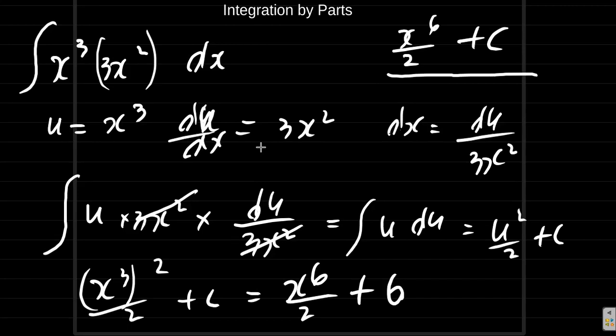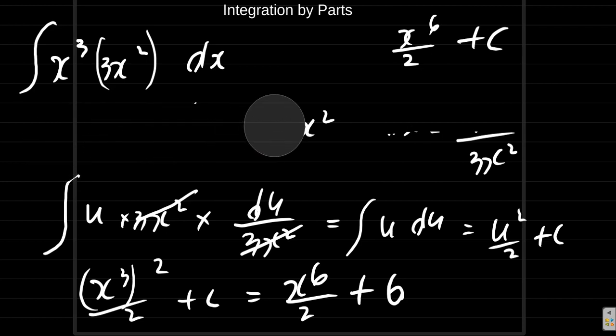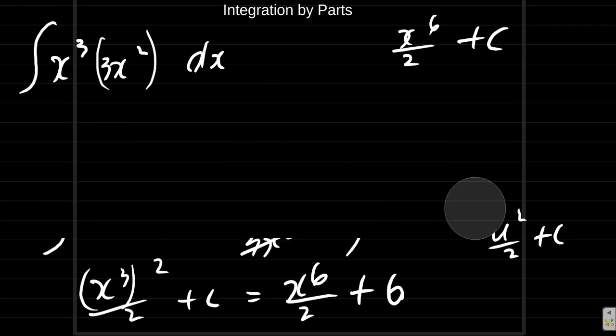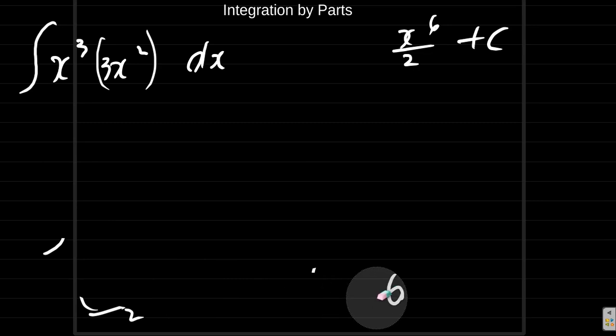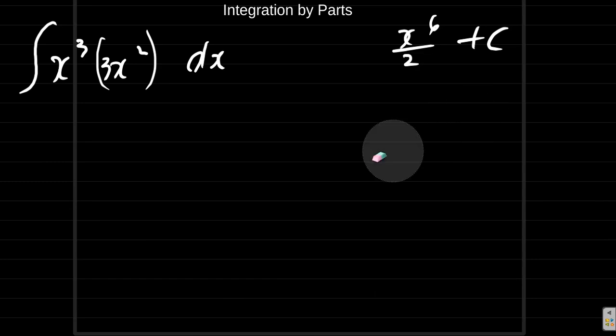In the previous video, we looked at just multiplying out the brackets and using integration directly, and also we used integration by substitution to perform this integration here. In both cases, we got x to the 6 over 2 plus c as our answer. But let us see now if we can get the same answer using integration by parts.